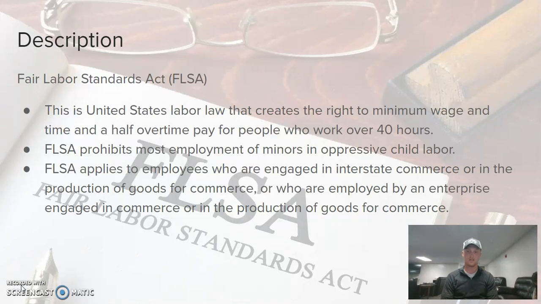So, a little description of the Fair Labor Standards Act. This is the United States labor law that creates the right to a minimum wage and time and a half overtime pay for people who work over 40 hours. FLSA prohibits most employment of minors in oppressive child labor. FLSA applies to employees who are engaged in interstate commerce or in the production of goods for commerce, or who are employed by an enterprise engaged in commerce or in the production of goods for commerce.